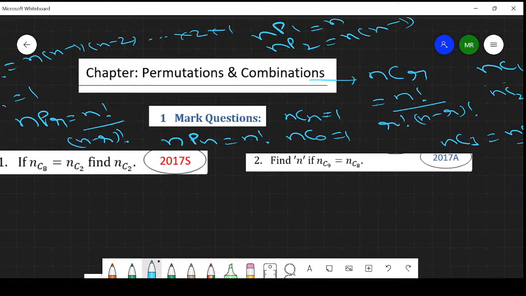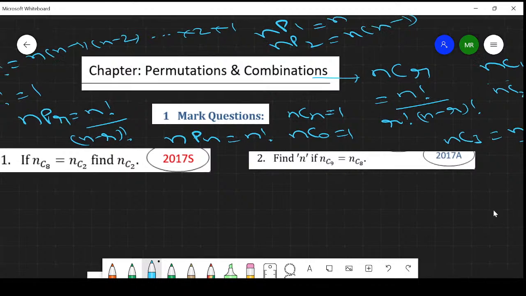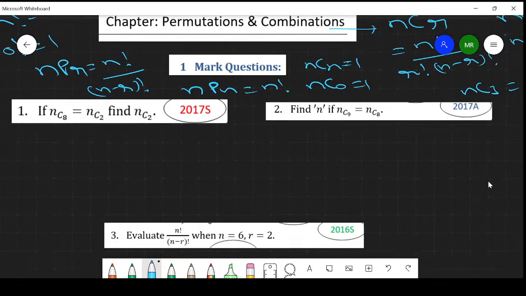After learning a few things about this, they are asking for around 10 to 12 problems. I am going to explain one more question. nC8 is equal to nC2. This is related to the problem on combination. So you remember what is the formula I should use here?